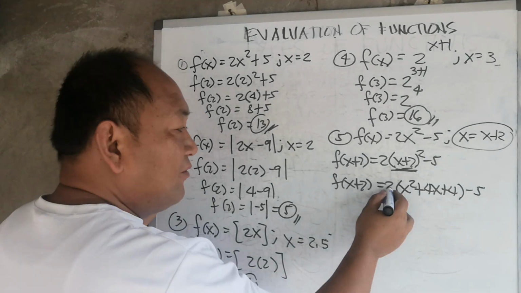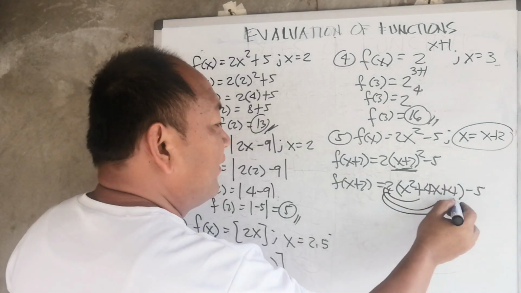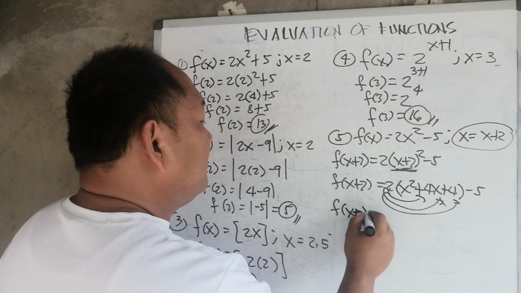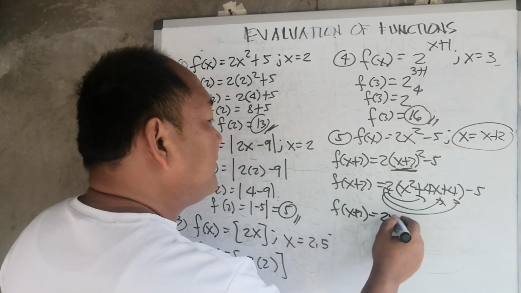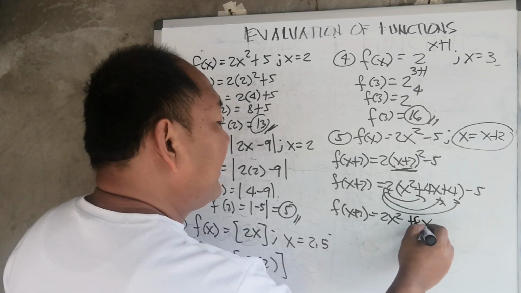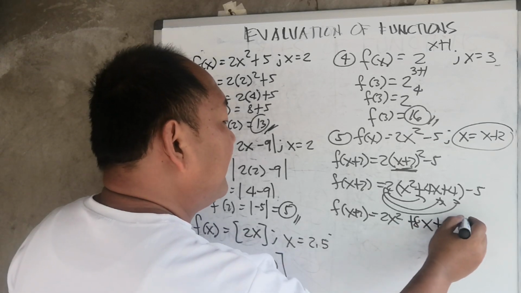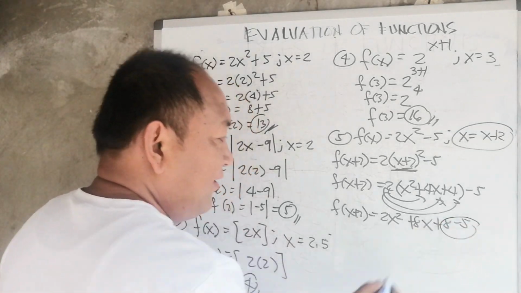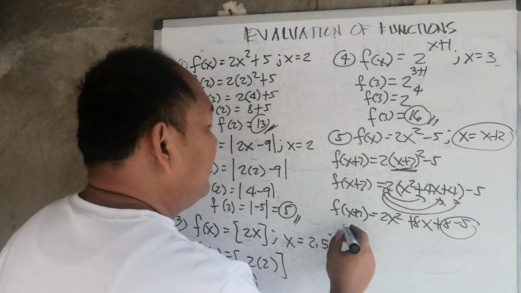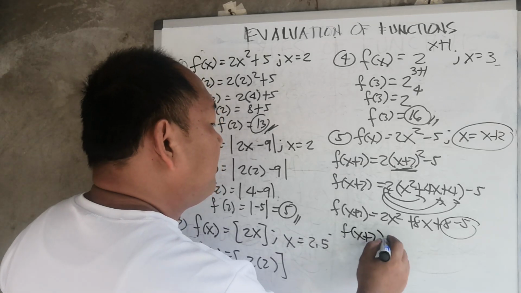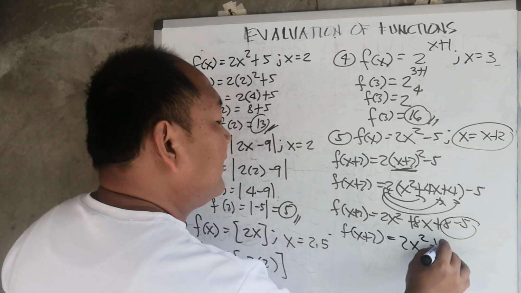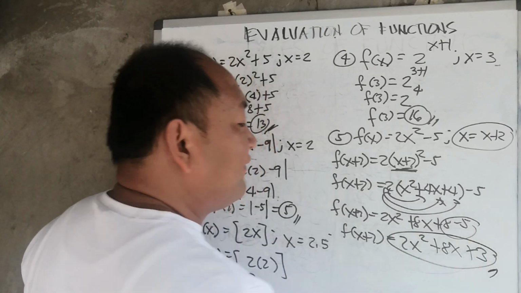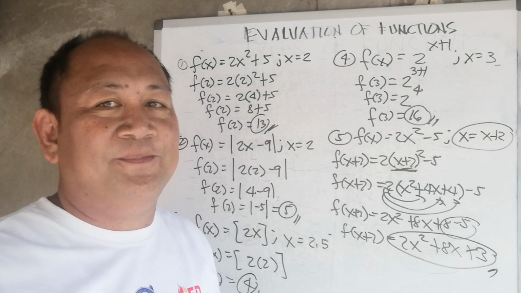Okay? And then you have to distribute 2. Okay. Multiply. So f of x plus 2 equals 2x squared plus 8x plus 8 minus 5. And then combine similar terms. You have to combine those. So f of x plus 2 equals 2x squared plus 8x plus 3. So that's the value of the given function.